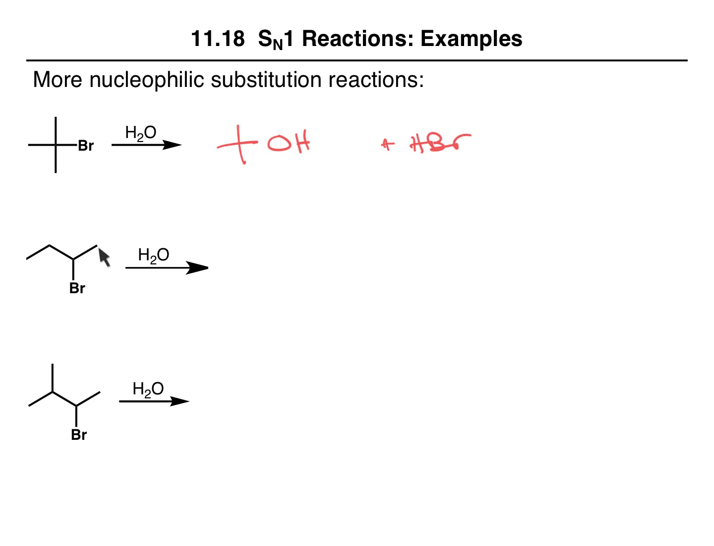Here we have a secondary alkyl halide, and we saw that secondary alkyl halides could undergo SN2 substitutions if they're treated with a medium strength nucleophile. But here, once again, we have a very weak nucleophile, and this will react to give the alcohol and HBr as a byproduct. And in our third example, this is again a secondary alkyl halide.